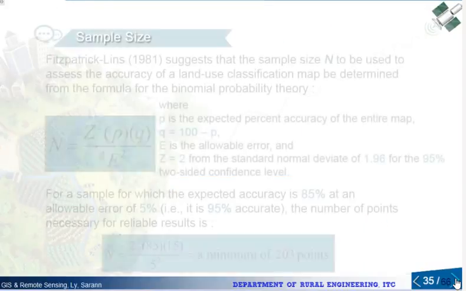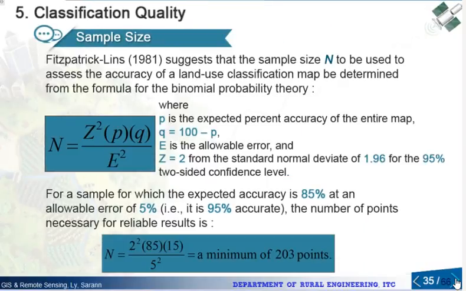So we talk about the sample size. The sample size is suggested by Fitzpatrick-Lins in 1981. He suggests that the sample size N to be used to assess the accuracy of the land use classification map be determined from the formula for binomial probability theory.